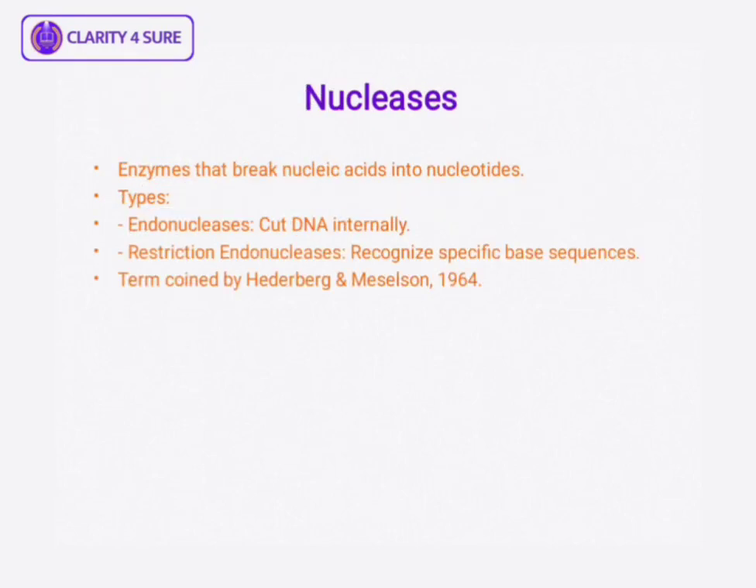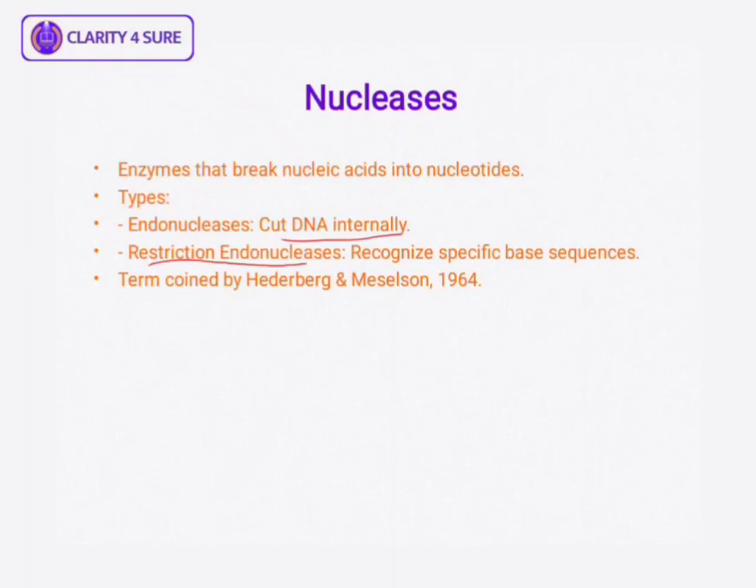We also need to understand what nucleases are. Nucleases are enzymes that break nucleic acid. They break the phosphodiester bond between nucleotides. They are of two types. First is endonuclease, which cuts DNA internally. Then we have exonuclease, which removes nucleotides from ends. They are also known as restriction endonucleases. Restriction endonucleases are enzymes that cut DNA at specific base sites. They are differentiated on the basis of which site they cut.